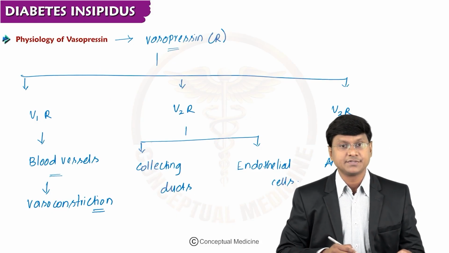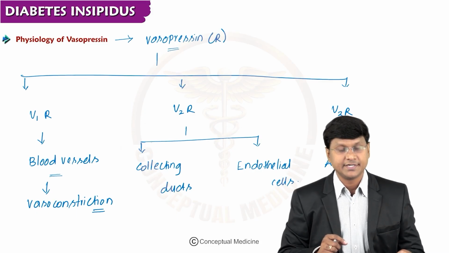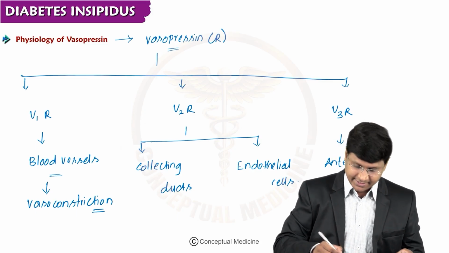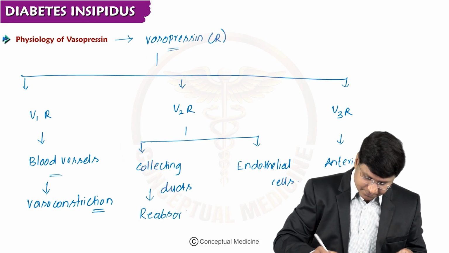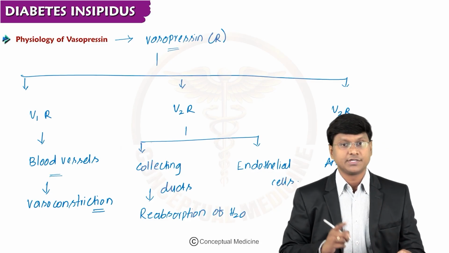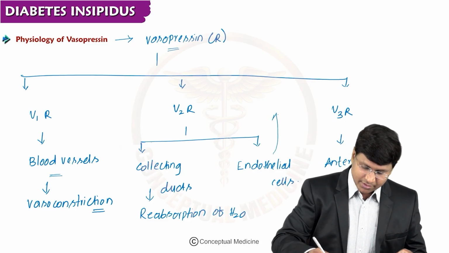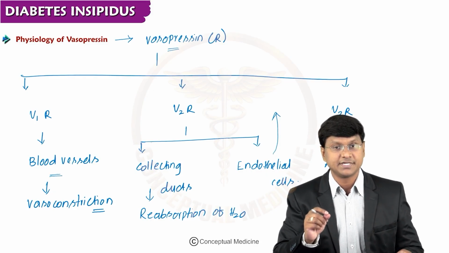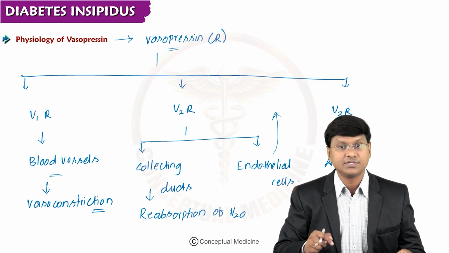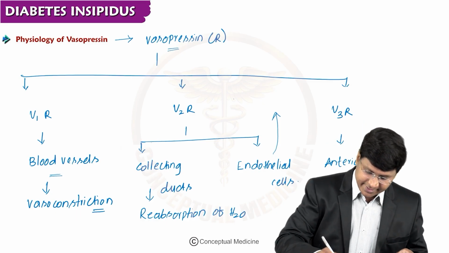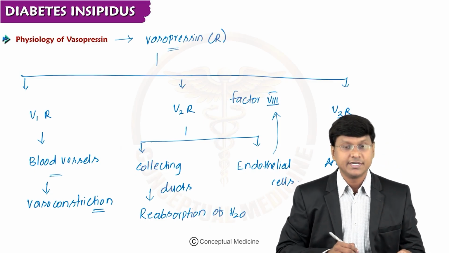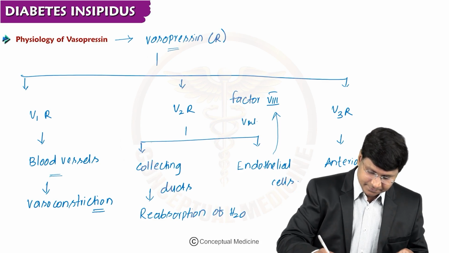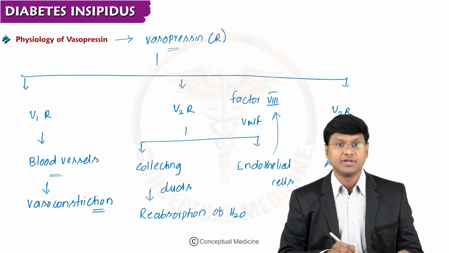Then you take the V2 receptor. V2 receptors are present on the collecting duct, and antidiuretic hormone, by acting on the collecting duct, helps in the reabsorption of water. That is one point. And by acting on the endothelial cells, what does this V2 receptor do? V2 receptors present on endothelial cells, once stimulated, cause release of factor 8, and also release of von Willebrand factor.